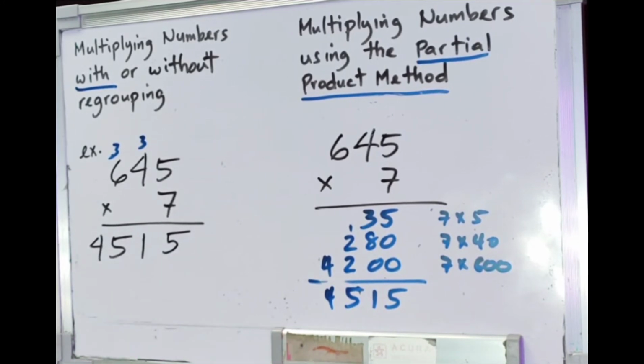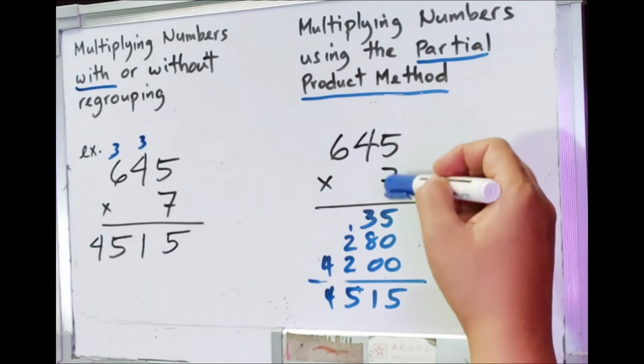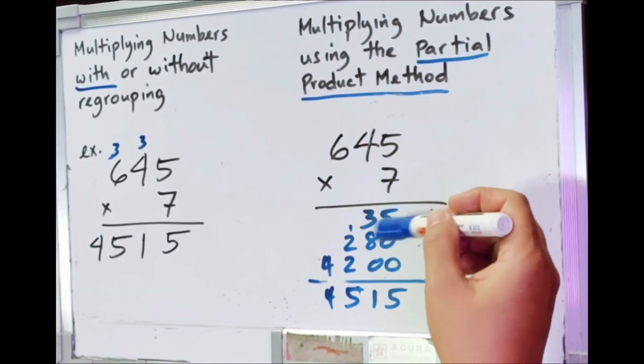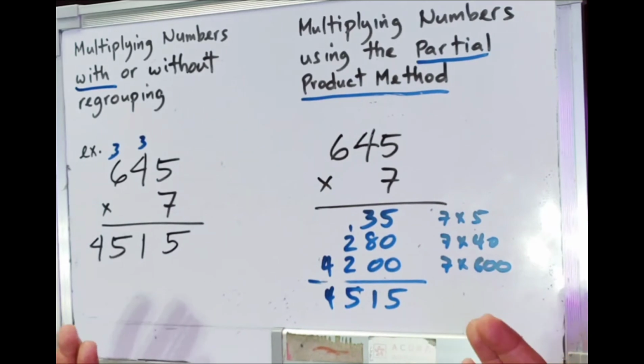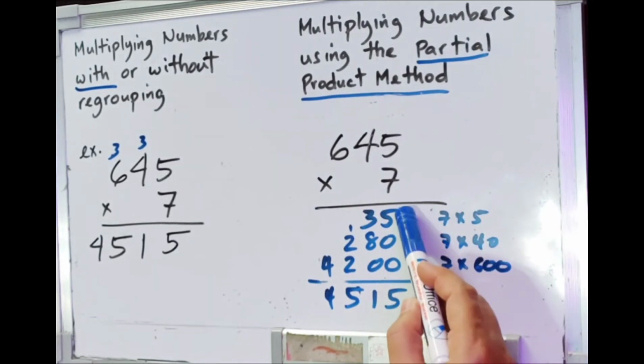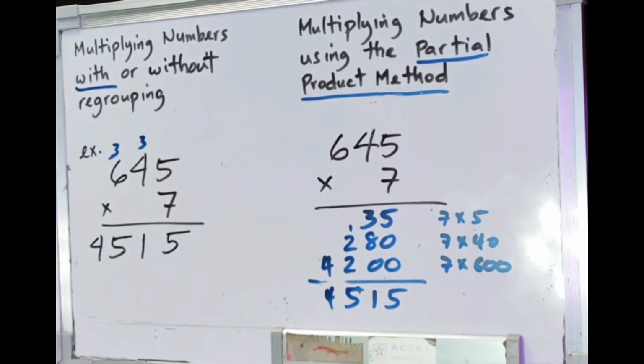Okay, so a misconception about partial product is that the first partial product, for instance in this example, is 35, the second partial product is 28, and the third partial product is 42. So if you consider those as your partial products, then you'll end up with the wrong answer, because we are just adding 35 plus 28 plus 42. So when you add those numbers, you just get 105. But the actual product here is 4,515.